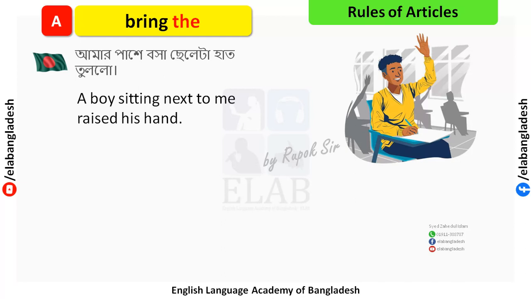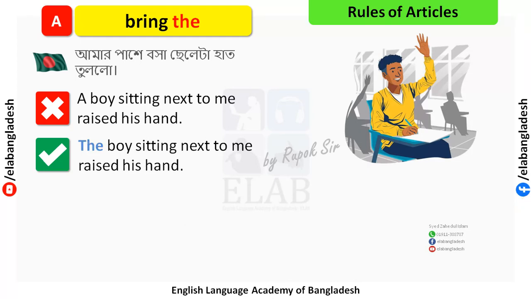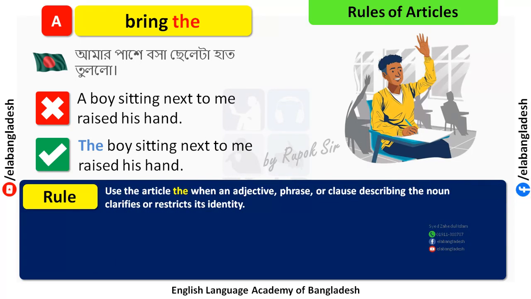A boy sitting next to me raised his hand. The boy sitting next to me raised his hand. Use the article the when the adjective phrase or the clause describing the noun classifies or restricts its identity.